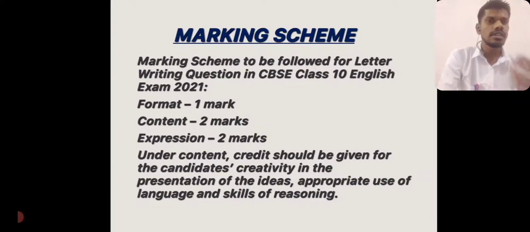Then content should be given 2 marks. Then expression, your language, fluency and accuracy, carries 2 marks. Under content, credit should be given for the candidate's creativity in the presentation of ideas, appropriate use of language and skills of reasoning. So these are the areas. This is the marking scheme for a letter to the editor, 5 marks. They will not simply give the 5 marks. They will see the language, the format, and the content, whether it is applicable to the question or not. Based on all those things, they are going to give 5 marks.